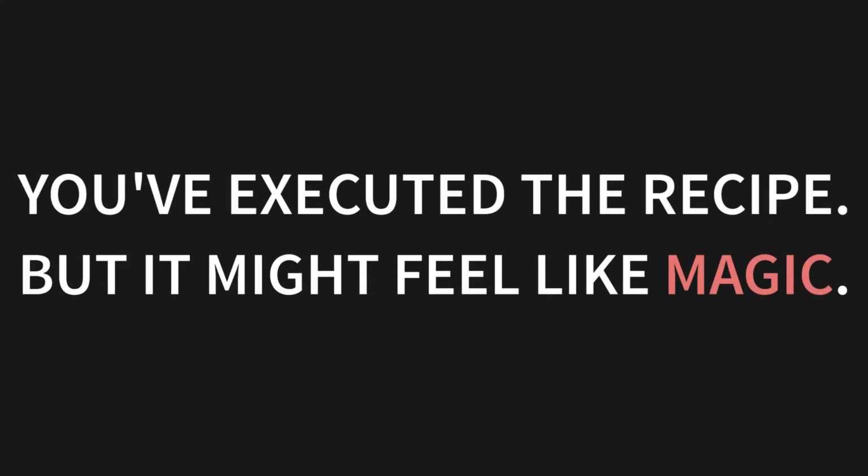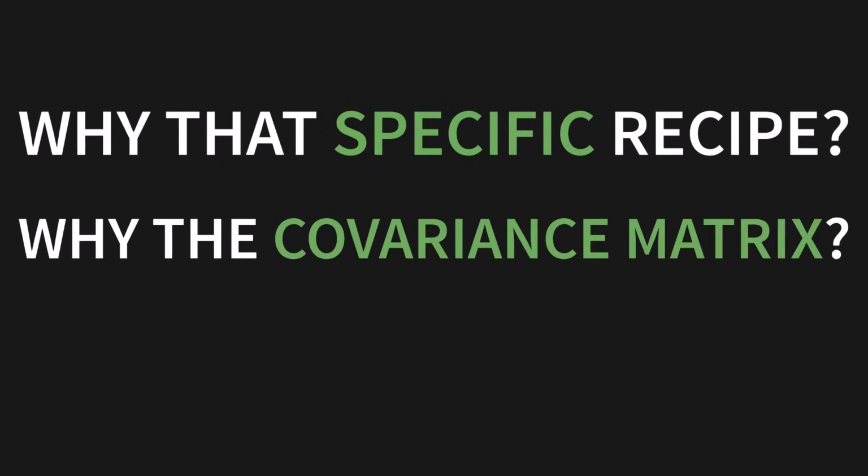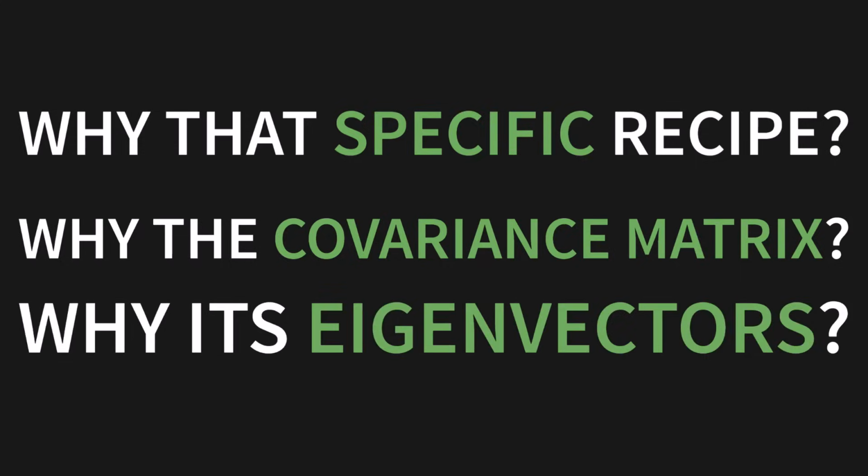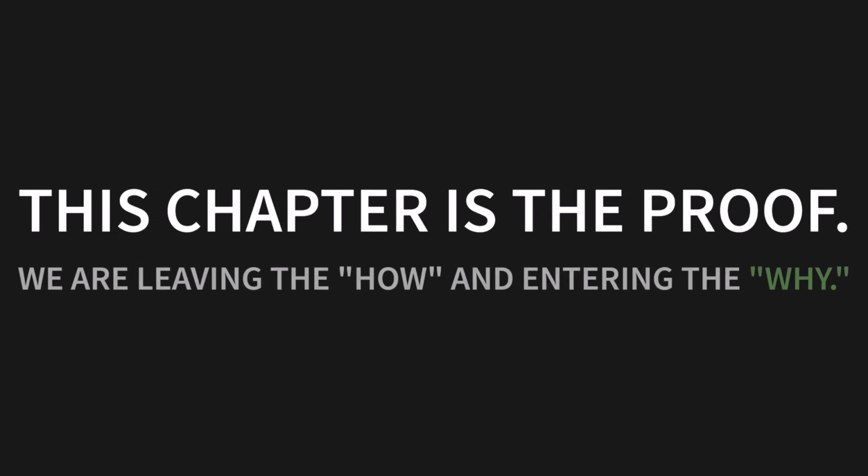You've executed the recipe. You saw it work. But let's be honest. It might feel like magic. Why that specific recipe? Why the covariance matrix? Why its eigenvectors? This chapter is the proof. We are leaving the how and entering the why. So here's our detective story. We have two big questions to answer.